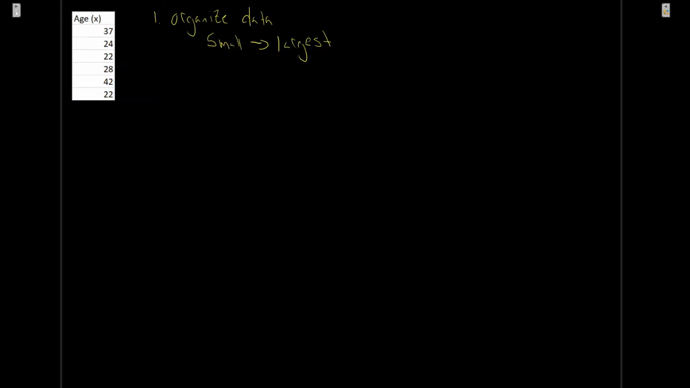So let's take a look. We have our ages, right? This is our X variable of interest. And we want to organize these from smallest to largest. So looking at it, I have two at 22. Those seem to be my two smallest guys there. Okay, so 22, 22. My next one is 24. After 24, what do I have? 28. Carrying on, 37 and 42.